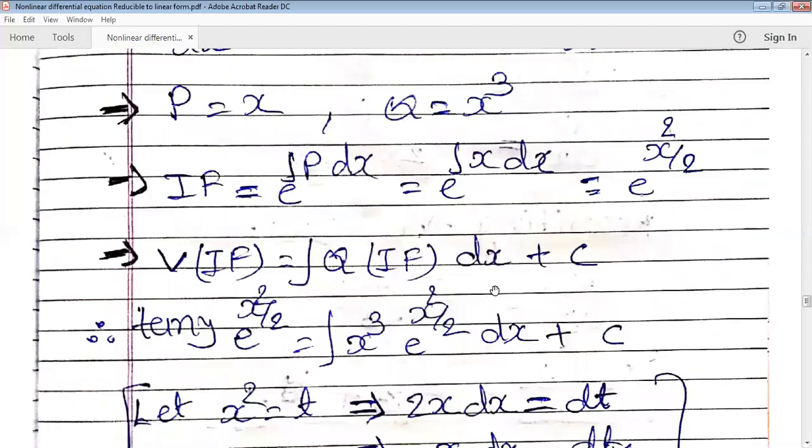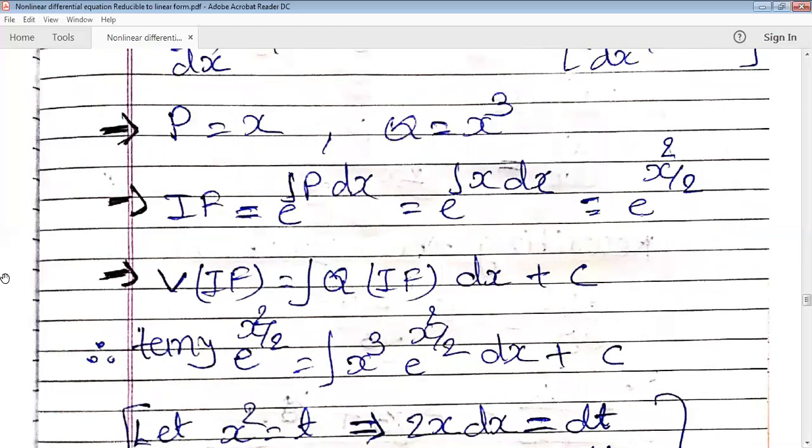Again, find the integrating factor. E raised to integral of p dx is equal to e raised to integral of x dx, that is e raised to x square by 2. Now in the linearized form in v, v into integrating factor is equal to integral of q into integrating factor dx plus c. Our v is tan y, our integrating factor is e raised to x square by 2, and q is x cube. So tan y into e raised to x square by 2 is equal to integral of x cube into e raised to x square by 2 dx plus c.